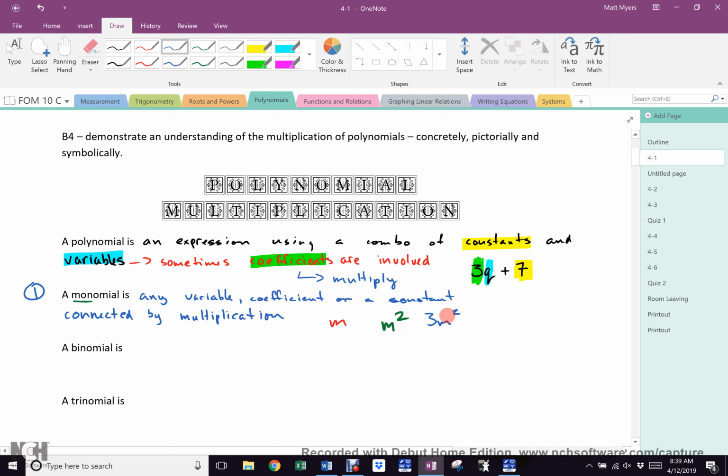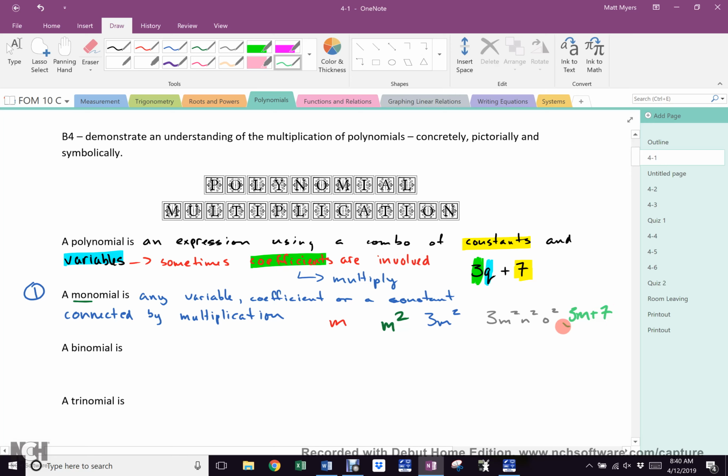What about this one? This is where kids start to get screwed up. 3m squared, n squared, o squared. Is that a monomial? Yes, because it's all still connected by multiplication. So all of that is okay. Everybody cool? Now what about this? 3m plus 7. No, because we're no longer just multiplying.